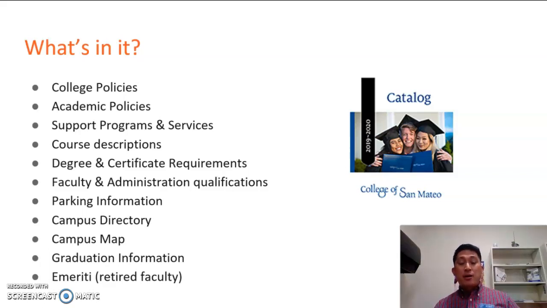In the catalog, what you'll see is there are actually detailed course descriptions. In the class schedule, you don't necessarily get as much detail in the paper schedule. You get a little bit in web schedule. You also can see the degree and certificate requirements for all the majors that are offered, information on fees and parking, a directory of departments, campus maps, information on graduation as well.